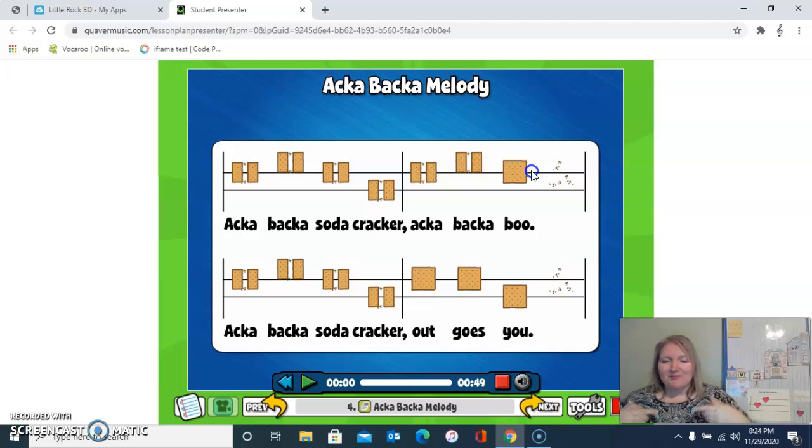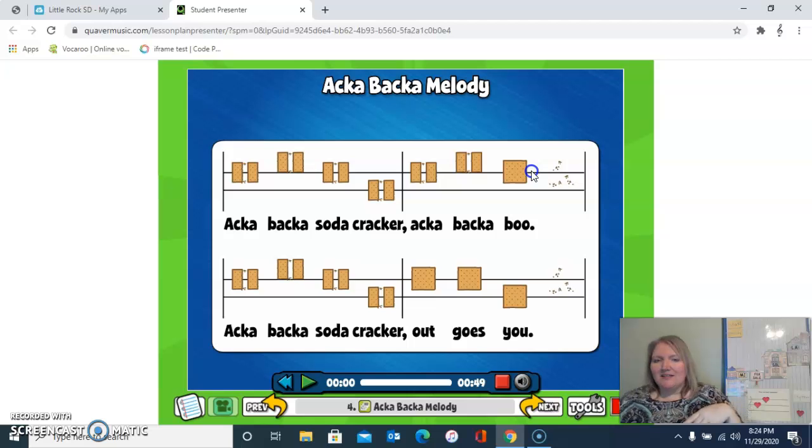So be my echo. Do the best you can. Here we go. So, so, la, la, so, so, me, me. Your turn. So, so, la, la, so, so, me, me. My turn. So, so, la, la, so. Your turn. So, so, la, la, so.